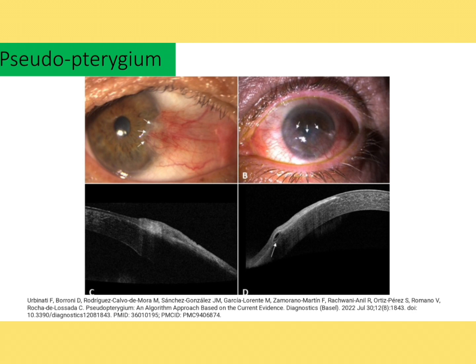It can be present in any part, that means 360 degrees. But pterygium is seen in only the nasal part of the eye, or rarely in the temporal part, or bilateral nasal and temporal side. But it will not be seen in the superior or inferior portion. Okay. But you will see the pseudopterygium in any part of the eye.